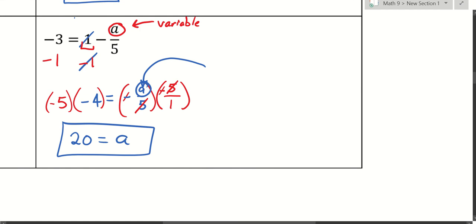If you write this whole equation up top here, but instead of writing a, you write 20, the whole equation will be true.